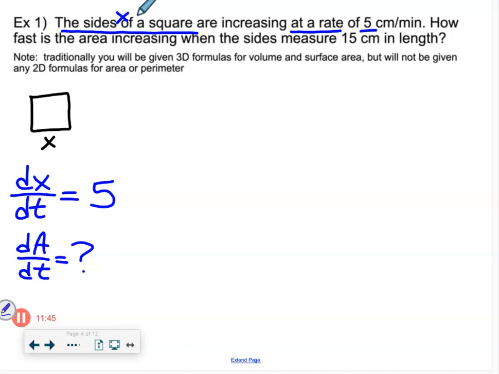When the sides are 15 centimeters long. When x equals 15. Okay. So we have two variables listed here, two rates. We have an x and we have an A. We need an equation that relates A and x.